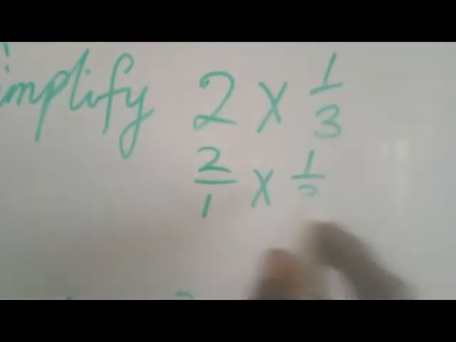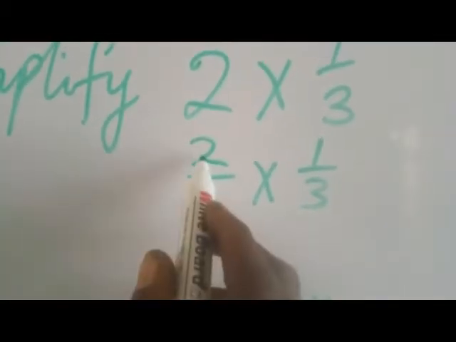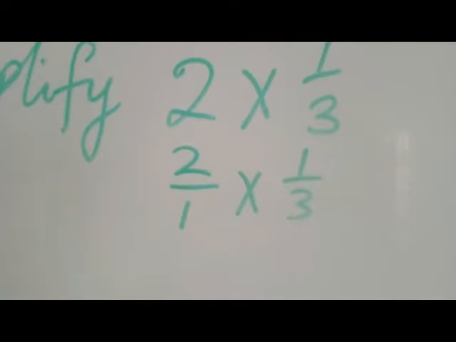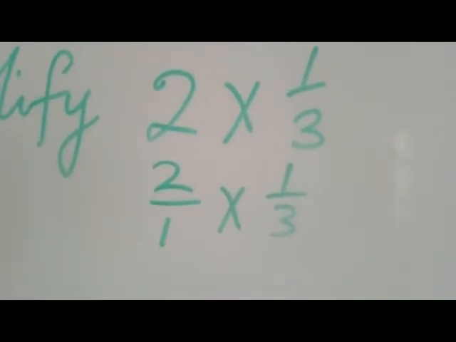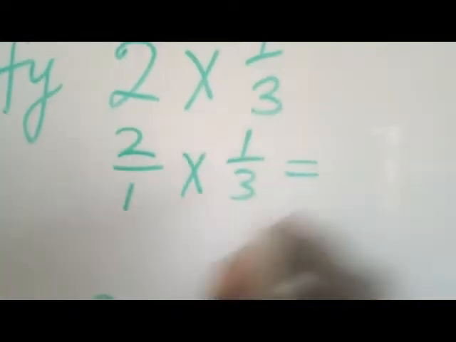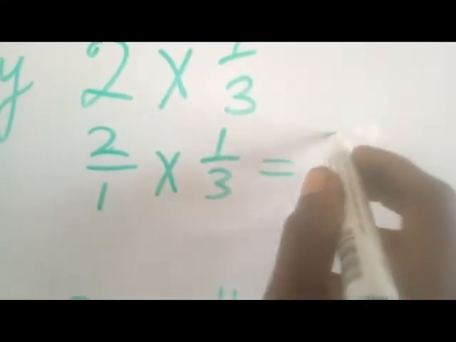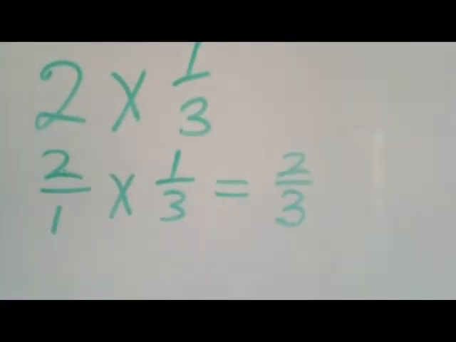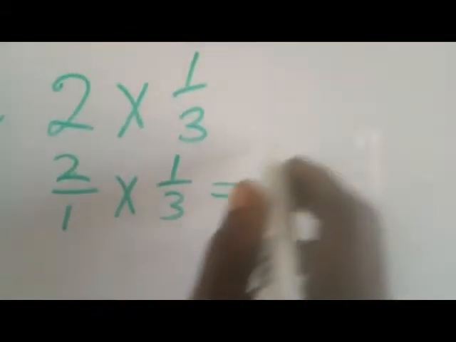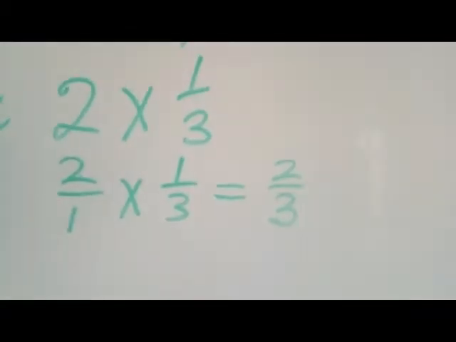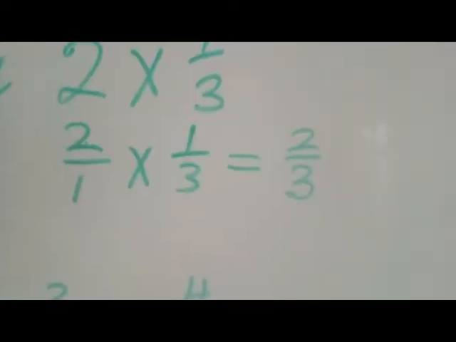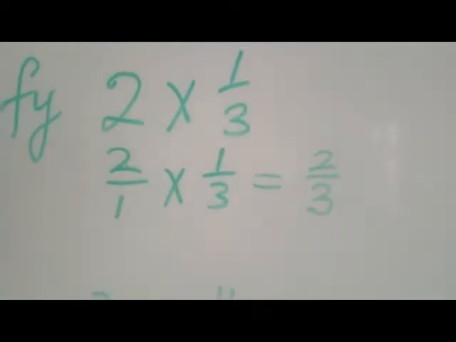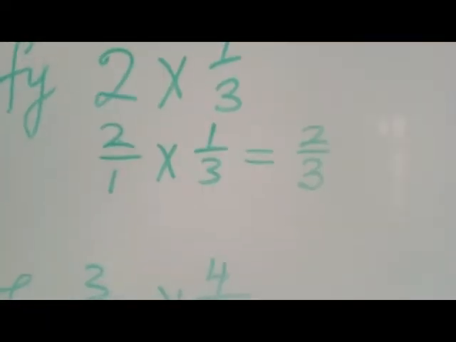In multiplication of fractions, we normally multiply the numerator by the numerator and the denominator by the denominator. So in this case, we have 2 times 1, which is 2, all over 1 times 3, which is 3. You can see that this number now is simplified as compared to the initial question that was given. So this is the answer to example 1.